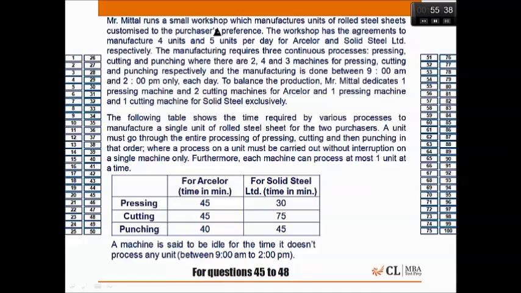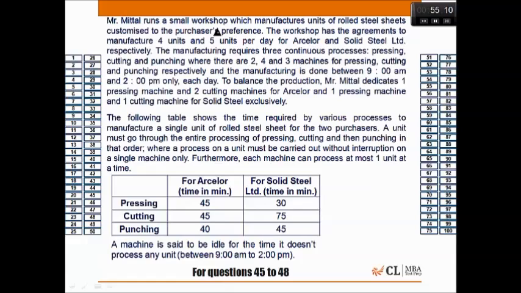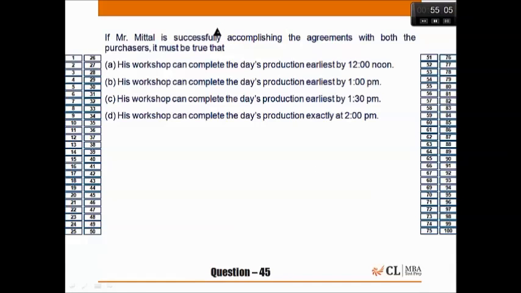Mittal runs a workshop that manufactures rolls, units of steel sheets, customized to the purchaser's preference. The workshop has agreements to manufacture 4 units and 5 units per day for Arcelor and Solid Steel Limited respectively. There are 3 processes in the following table. Oh my God, this is deadly. I don't know whether I can do this. What is the question?